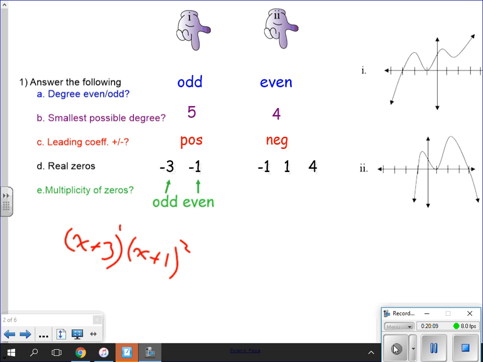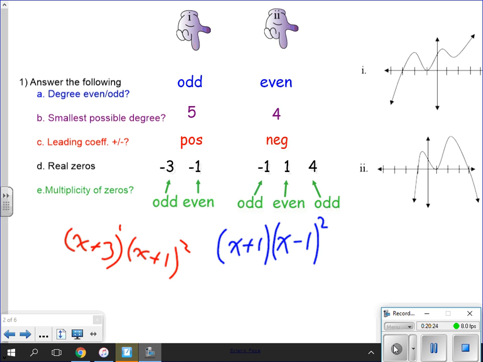And the multiplicities? Odd, even, odd. Yeah, there's only one even one. It's the one in the middle. So I know that I have factors of x plus 1, x minus 1 squared, and x minus 4.